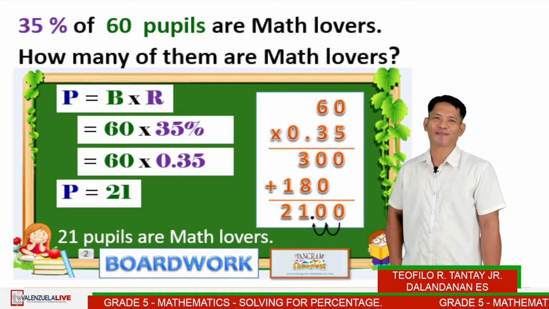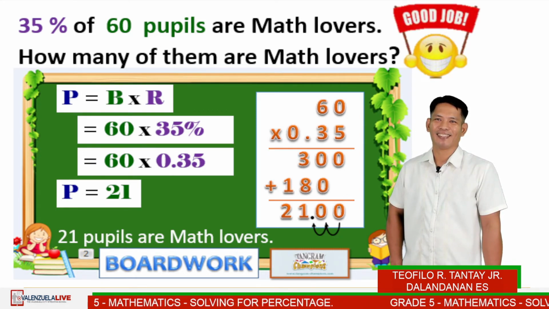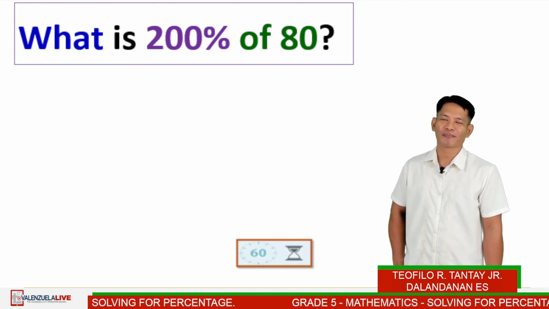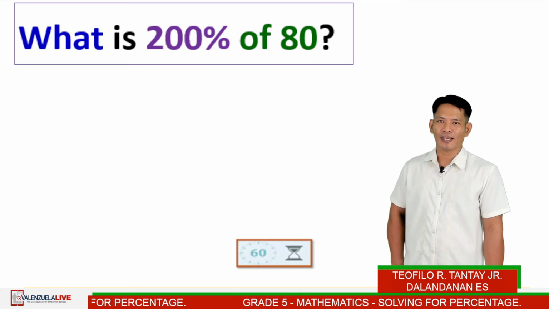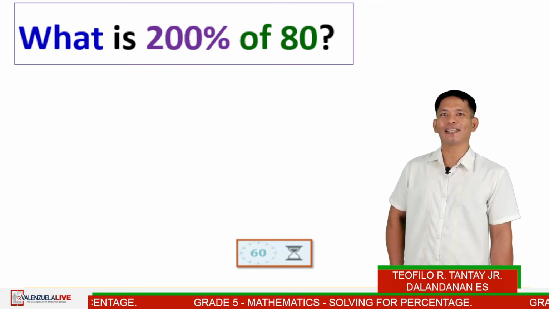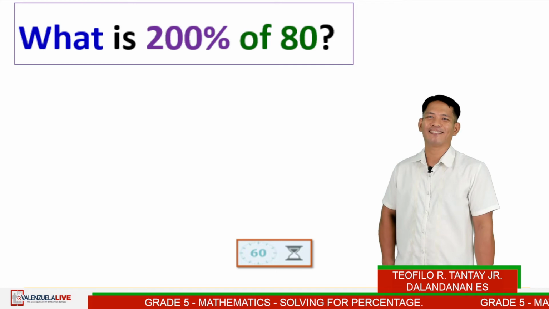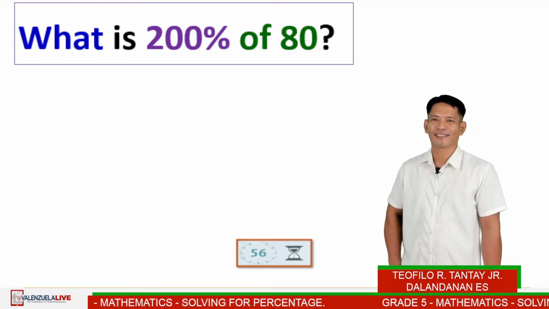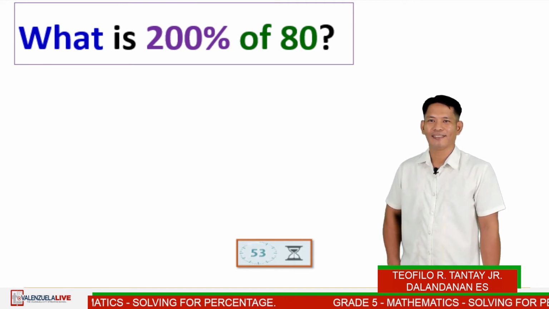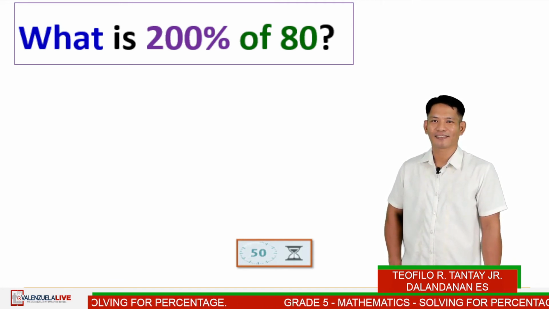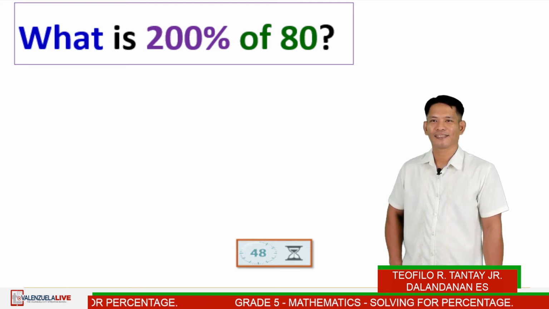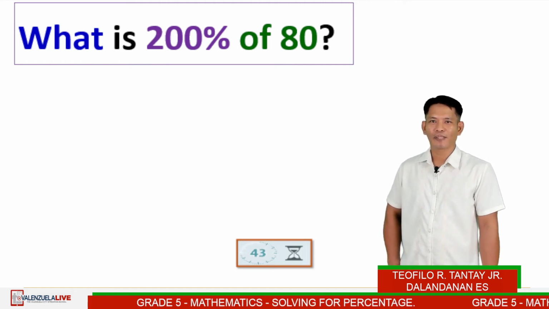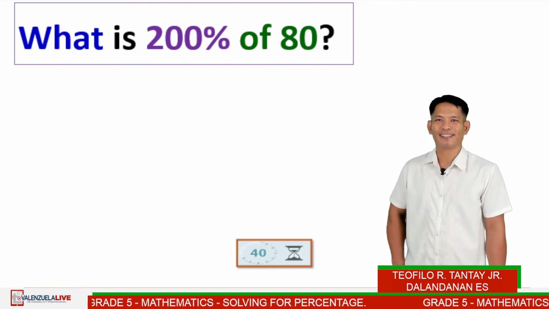Let's have another one. Okay, we have what is 200% of 80? Okay, so we have 60 seconds. And 60-second timer starts now. What is 200% to a decimal number?